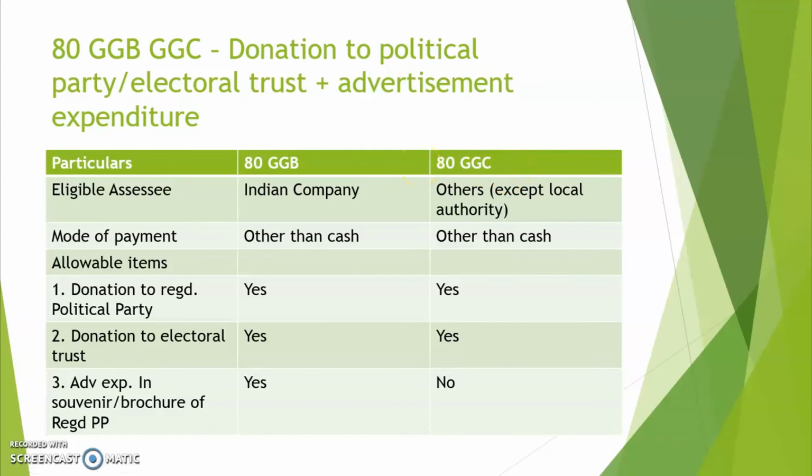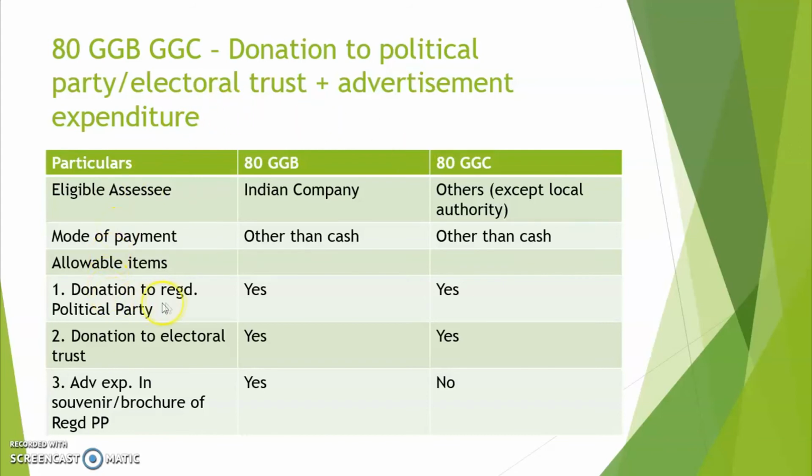Next one, mode of payment. So regardless of the amount being paid, whatever amount is being donated to a political party or an electoral trust or whatever that is applicable under the section, the assessee has to ensure that the complete amount has been paid in any mode other than cash. Fine. Now let's check the items that are allowed in 80GGB and 80GGC for making donation and claiming the deduction.